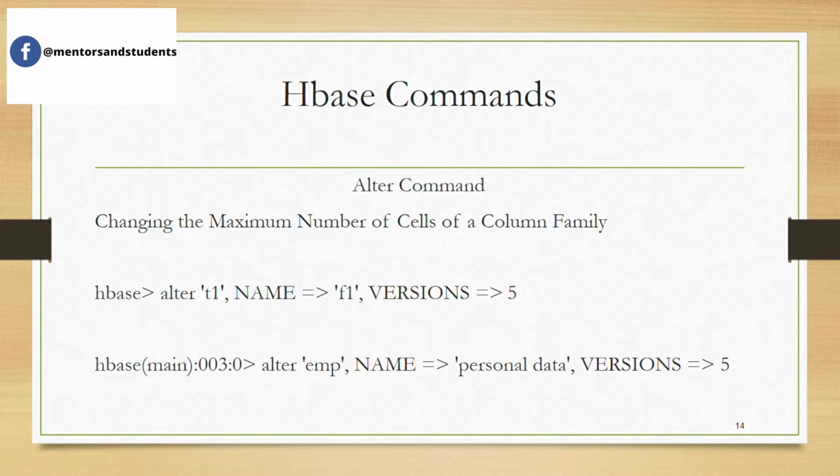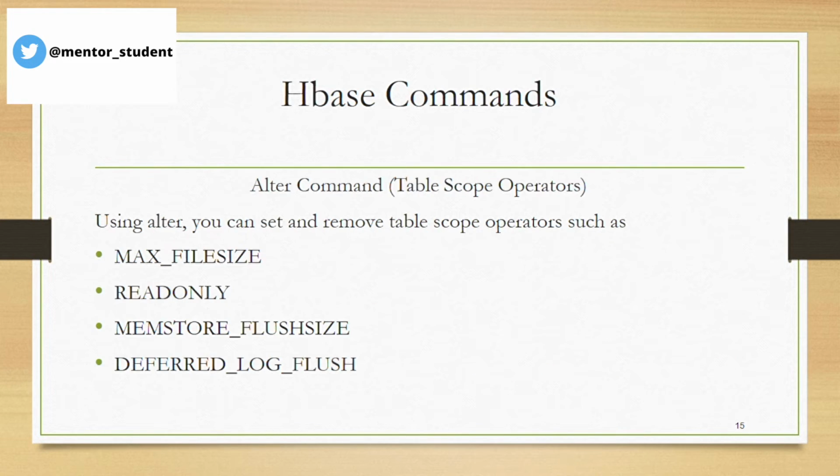Suppose I want to change the maximum number of cells of a column family. What we can do for this is simply write alter within quotes T1, name arrow F1, versions. In this scenario, there is a simple example. Suppose your table name is EMP. For that, you can simply write alter, mention your table name, mention your column family like personal data, and also mention the version like 5. This is the first scenario of the alter command.